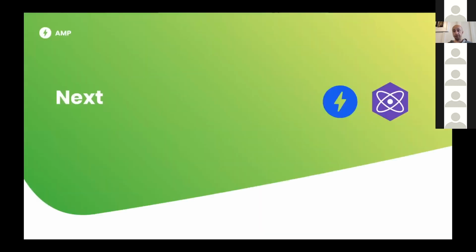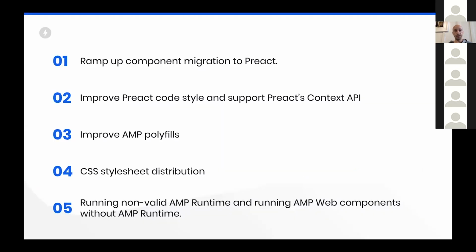Okay, that pretty much covers it. So we wanted to see what's next for us here. On the next slide, first we want to ramp up migration of AMP elements to React, and we want to start doing it fairly aggressively very soon. Second, we will further improve React code styles. We still have some inconsistencies with what you would normally see in React land.